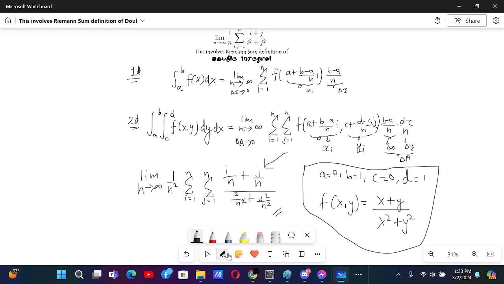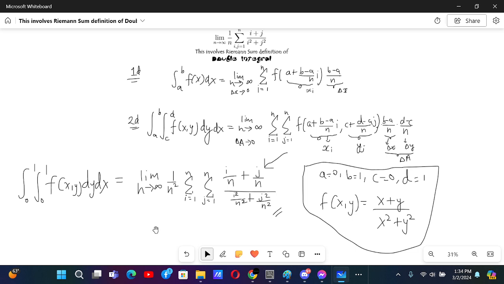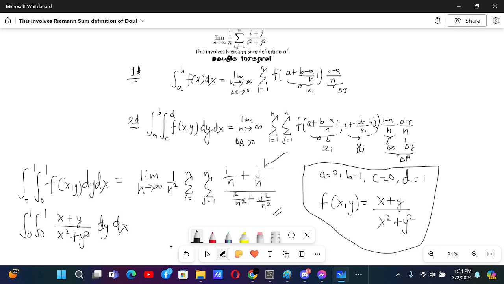So that's why now we can write this expression as the integral from 0 to 1, integral from 0 to 1 of f of x comma y, dy dx. After this step, it's easier to go because we know the f of x, y. So the integral from 0 to 1, integral from 0 to 1, of (x plus y) by (x square plus y square). Now it's not a great trouble to solve this expression.